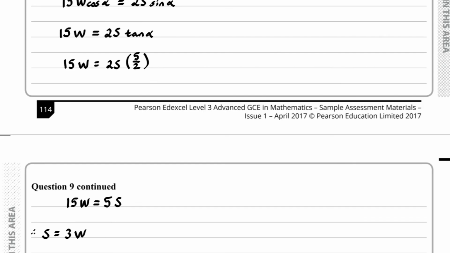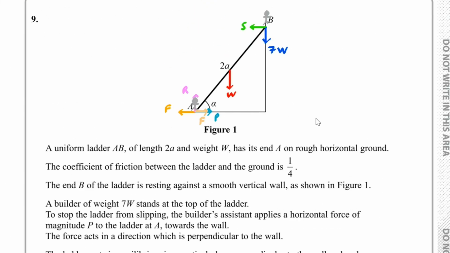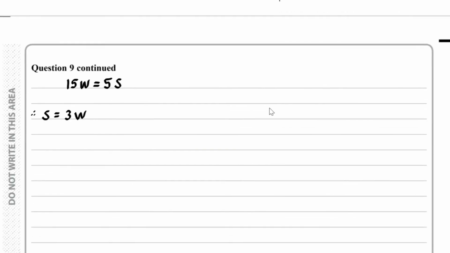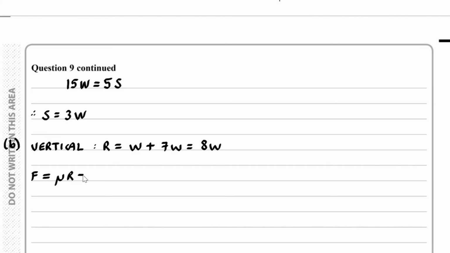So before we do anything else, what we can do is find out what the reaction force R is. We've got W plus this 7W, and essentially what we're going to be using is F equals mu R. So for part B, if we consider the vertical motion, certainly we've got R equals W plus 7W, which is 8W. Now, if we consider what the friction force is, friction is equal to mu R. So I've got mu, 1/4, times 8W. So here I get 2W for the friction force.